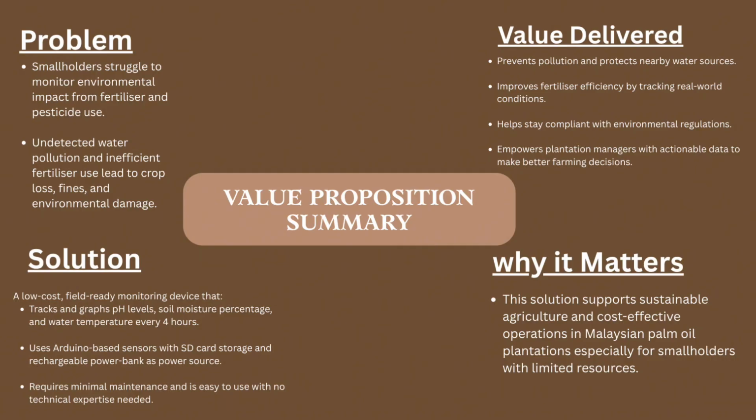With this tool, plantation managers can detect abnormal pH levels early on, long before they lead to fines or environmental issues. They can also track conditions after fertilizer use to optimize timing and avoid over-application. The main value we offer is prevention and precision, helping smallholders stay compliant with regulations, protect the environment, and make informed decisions about fertilizer use. Ultimately, this device empowers farmers with the data they need, simply and affordably, to manage their plantation more sustainably.